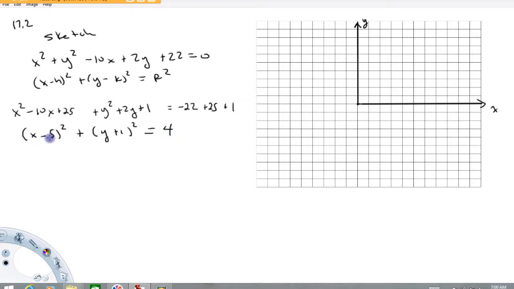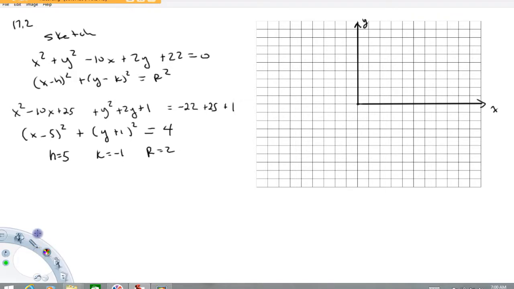x minus 5, x minus h is 5. y plus 1, y minus k is minus 1. 4 is equal to r squared, so r is equal to 2. And that's enough info to sketch this guy.